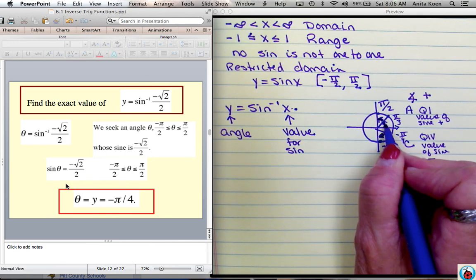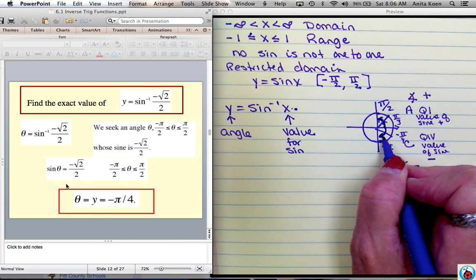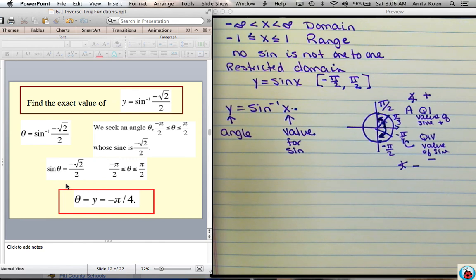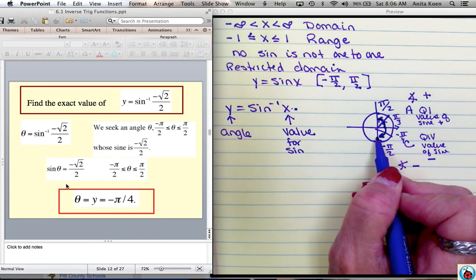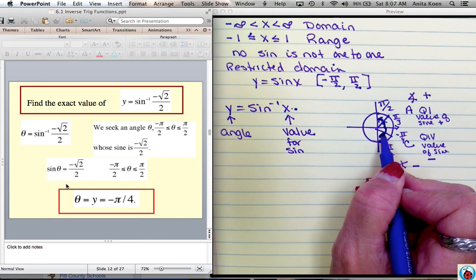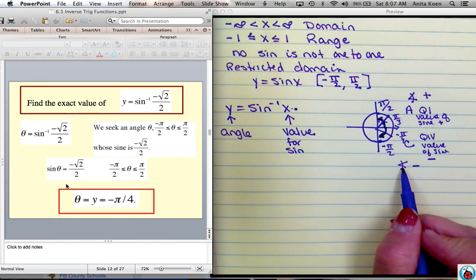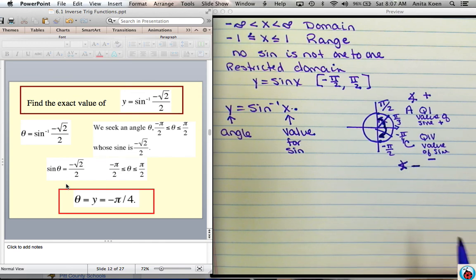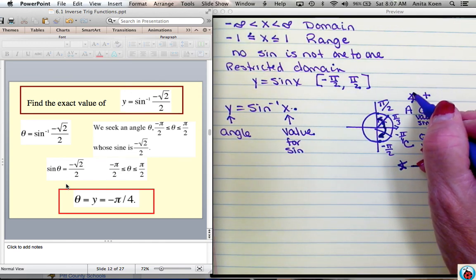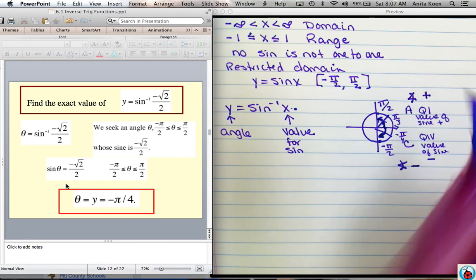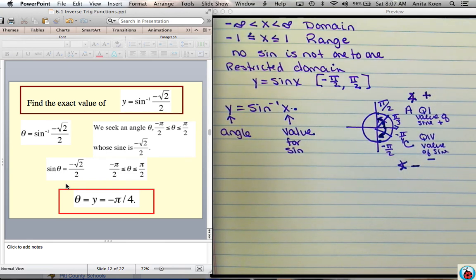We're not going to go all the way around. We're going to go in a clockwise direction in quadrant 4. We are not going all the way around here to 3 pi over 2. We're going in a clockwise direction. So whenever I'm in quadrant 4 and finding the sine inverse, my angles will be negative. Whenever I'm in quadrant 1, my angles will be positive. And those are the only two quadrants that you are allowed to look in because we have restricted the domain from negative pi over 2 to pi over 2.